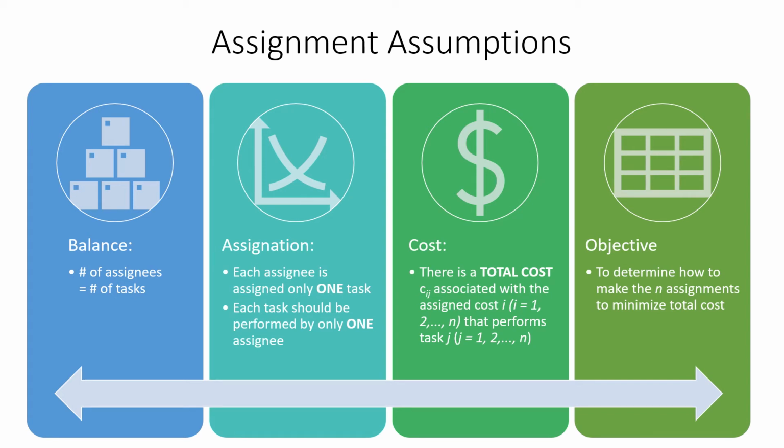Our assumptions are the problem must be balanced. That means that the number of assignees must be equal to the number of tasks. Regarding the assignation assumption, each assignee is assigned only to one task, and each task should be performed by only one assignee. Regarding cost, we're going to be working with total cost associated with the assignee that performs a task. And our objective is to determine how to make the n assignments to minimize the total cost.